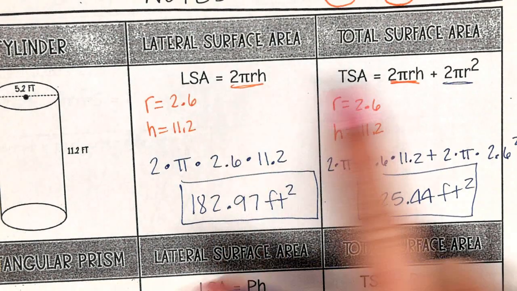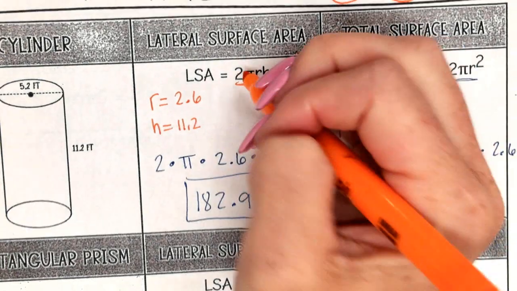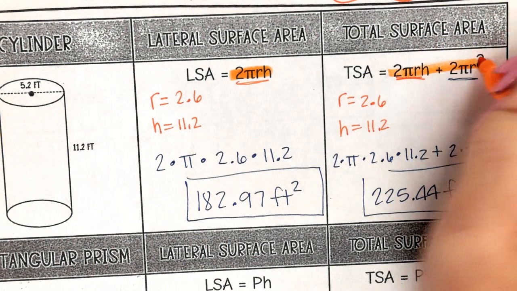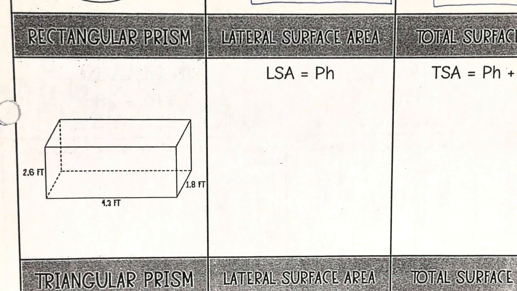And your formulas are right here. So if you want to highlight them so that you can see them or just know where they are. That's lateral. That's total. Okay, what is this next shape called? A rectangular prism. A prism is a shape where the lateral faces are rectangles.